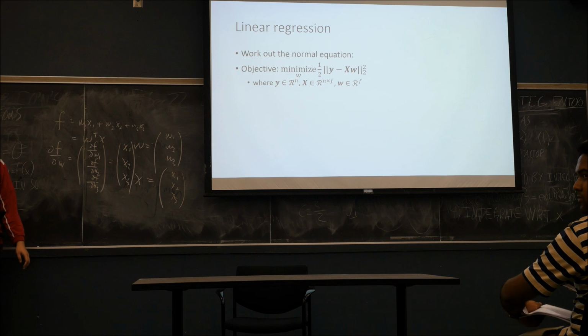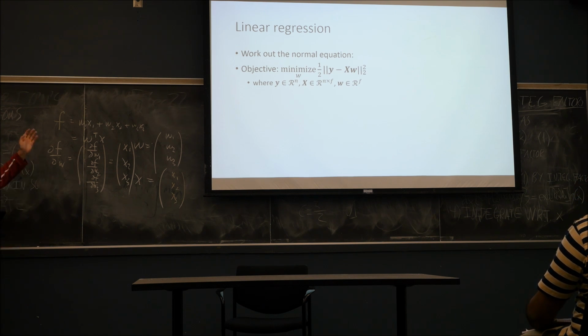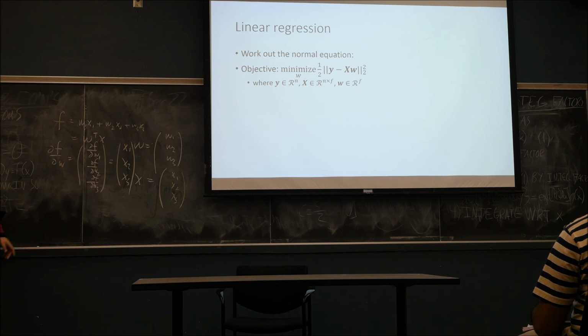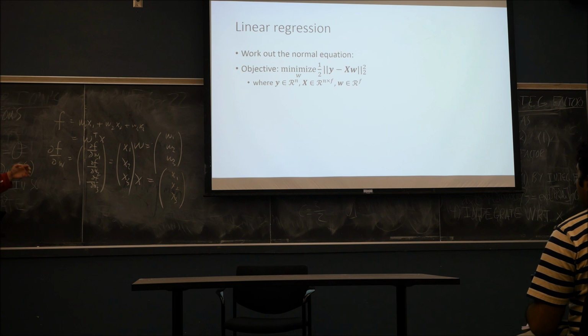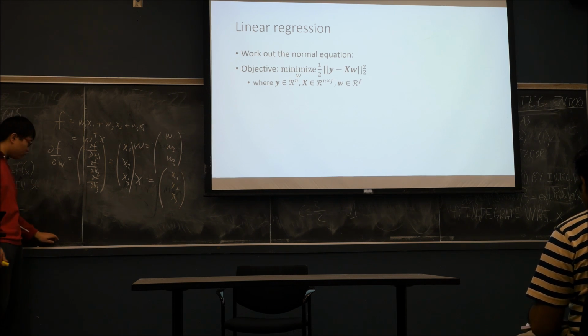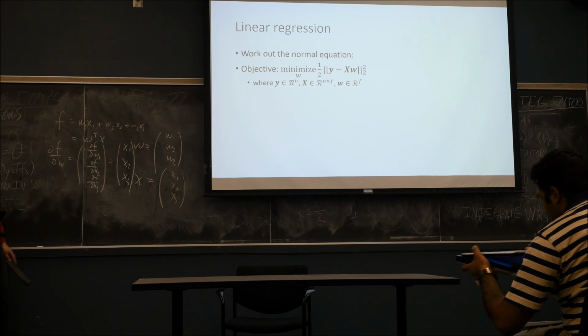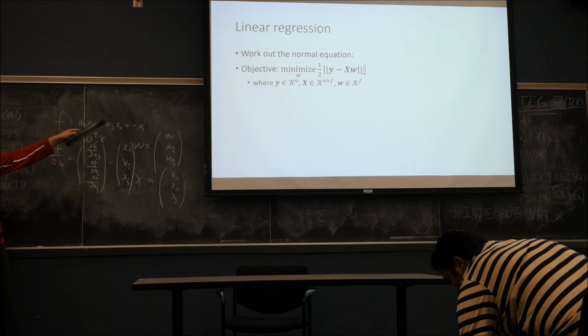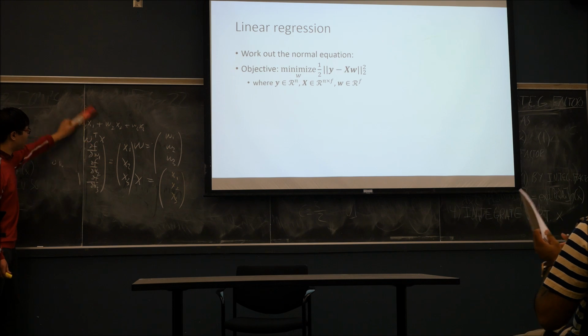Okay, so here's a problem that Alex worked during his class. We're going to work that again here. We're going to work out the solution for linear regression. It's called the normal equation for the final result. The objective function is minimizing this function, which is actually called square loss.